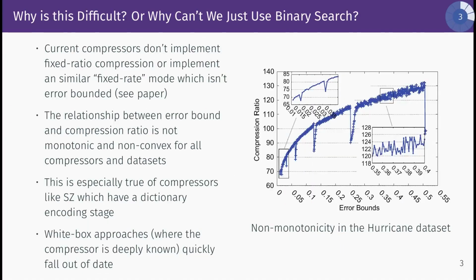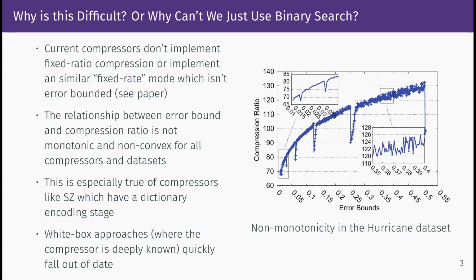So why is this a difficult problem, or why can't we just use binary search? So first of all, current compressors don't implement fixed rate compression, or they implement the similar fixed ratio compression, which isn't error bounded. For a further discussion of what the difference is between fixed rate versus fixed ratio, please see the paper. In short, one is preserving error over the entirety of the data set, whereas the other is preserving error over smaller subsets of the data set.